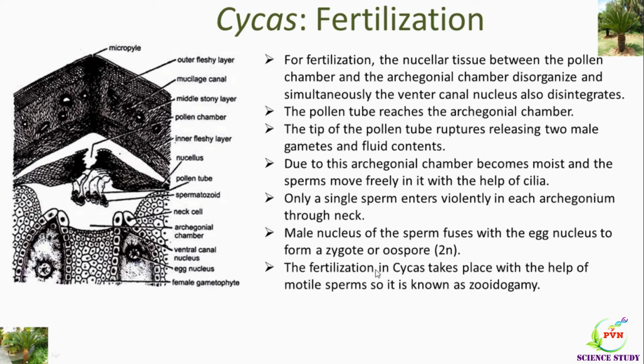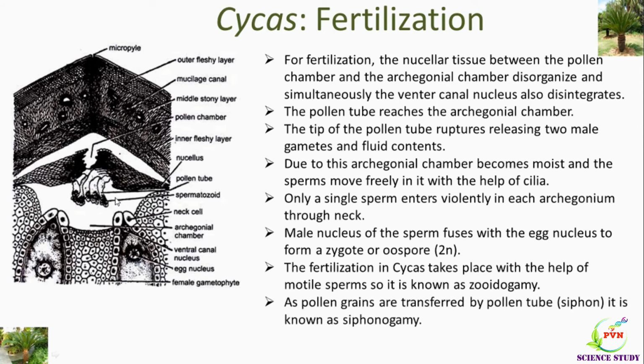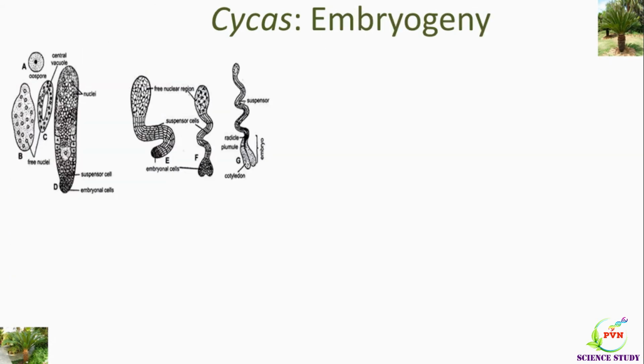The fertilization in Cycas takes place with the help of motile sperms, and therefore it is known as zoidogamy. The pollen grains are transferred by the pollen tube, that is the siphon, and therefore it is also known as siphonogamy. As many sperms try to fuse with the female gamete, it is also known as polyspermy. So this is all about the fertilization process in Cycas. Now we will study Cycas embryogeny.